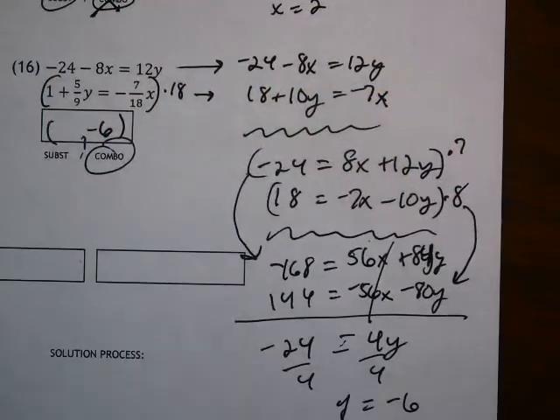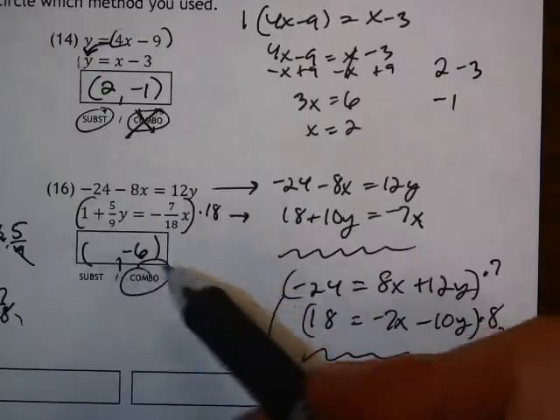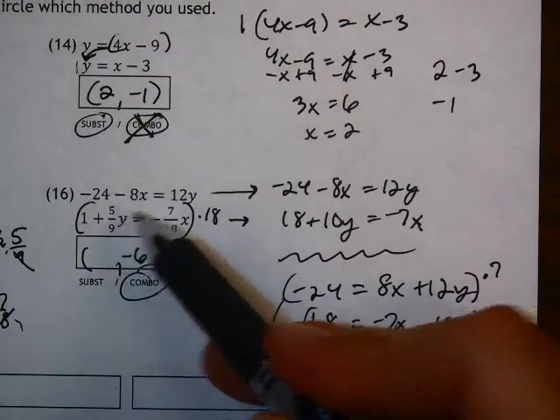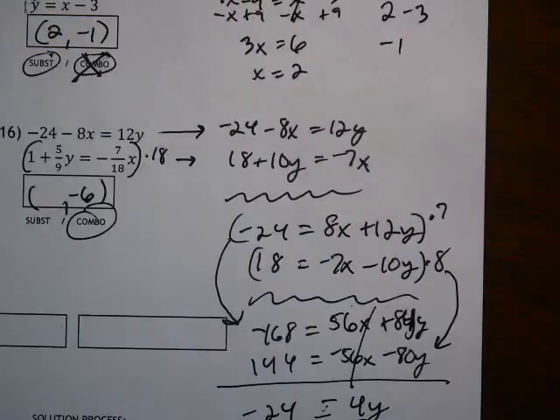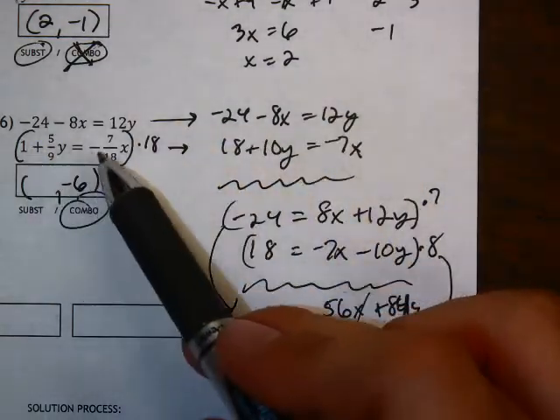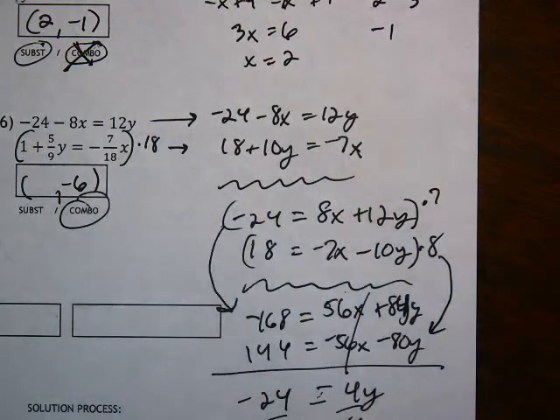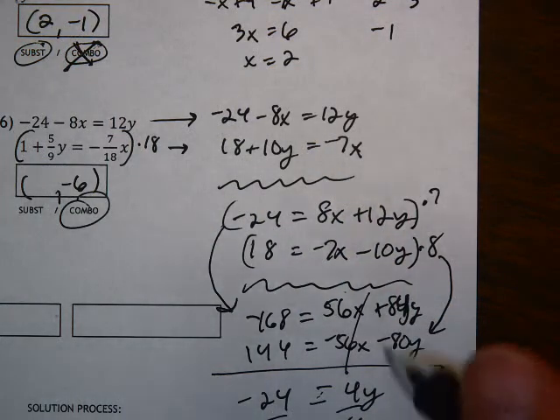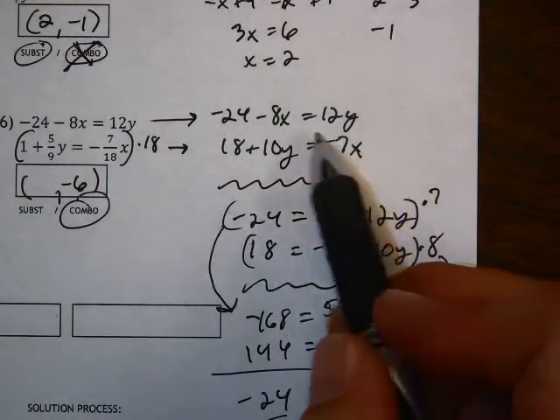Now for the x-coordinate, if I really wanted to, I could take that negative 6 and plug it in here or here. But let's go with one of these equations. Literally any of these equations you could plug that negative 6 into. It's just a matter of which one looks easiest to you. So I'm just going to go with this one.